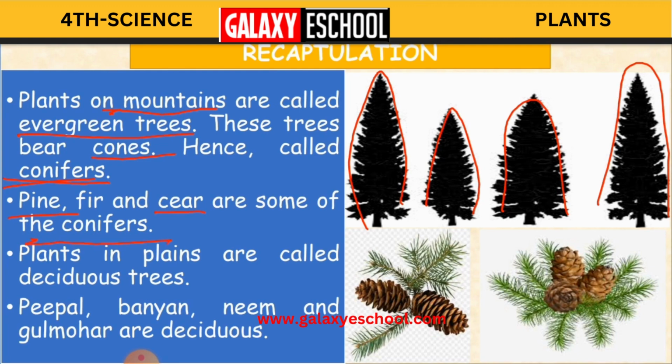Plants in plains are called deciduous trees. Plains means flat surface land area. Okay. These plants are called deciduous trees. Examples of these trees are peepal, banyan, neem and gulmohar. These are called deciduous trees.